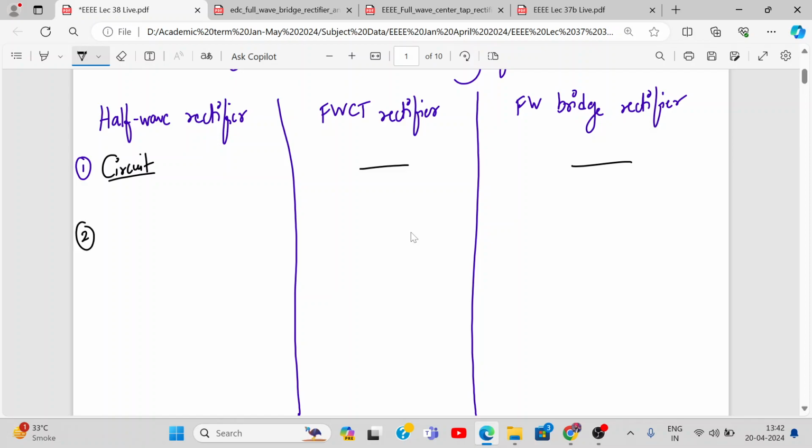Next, how many diodes are used over here? One diode is used, correct? Here we used two diodes, and here we have four diodes used. Agree?